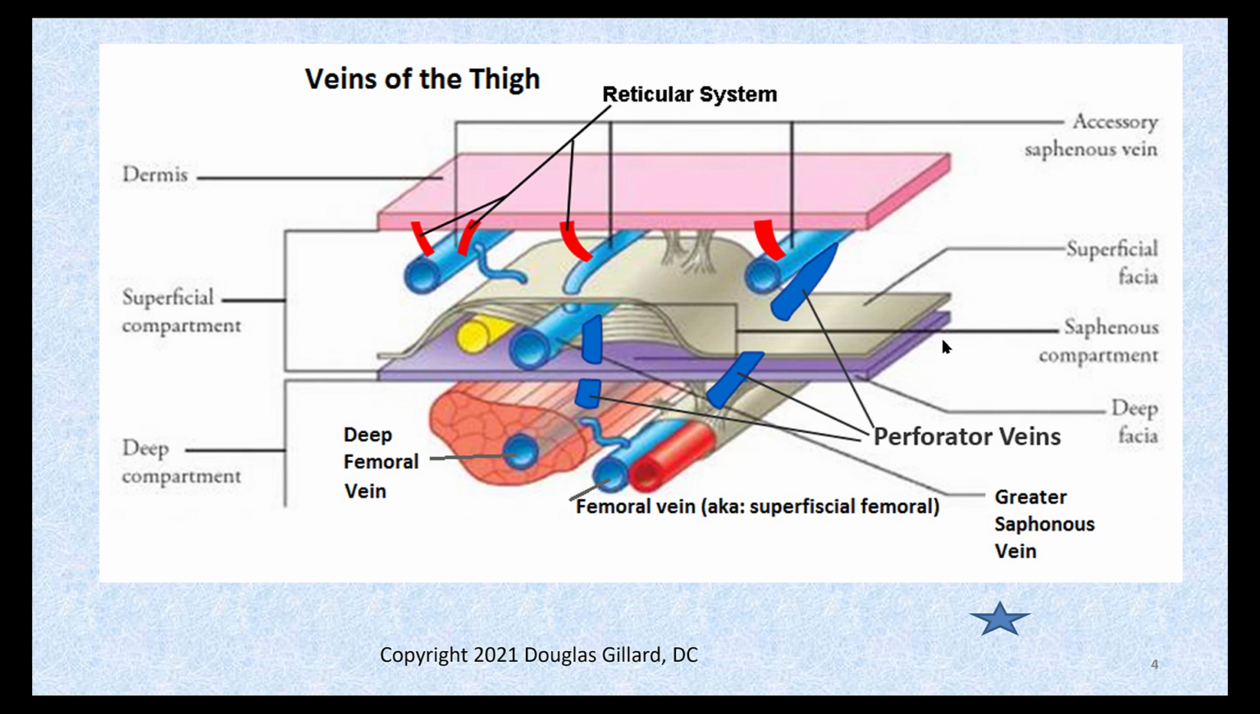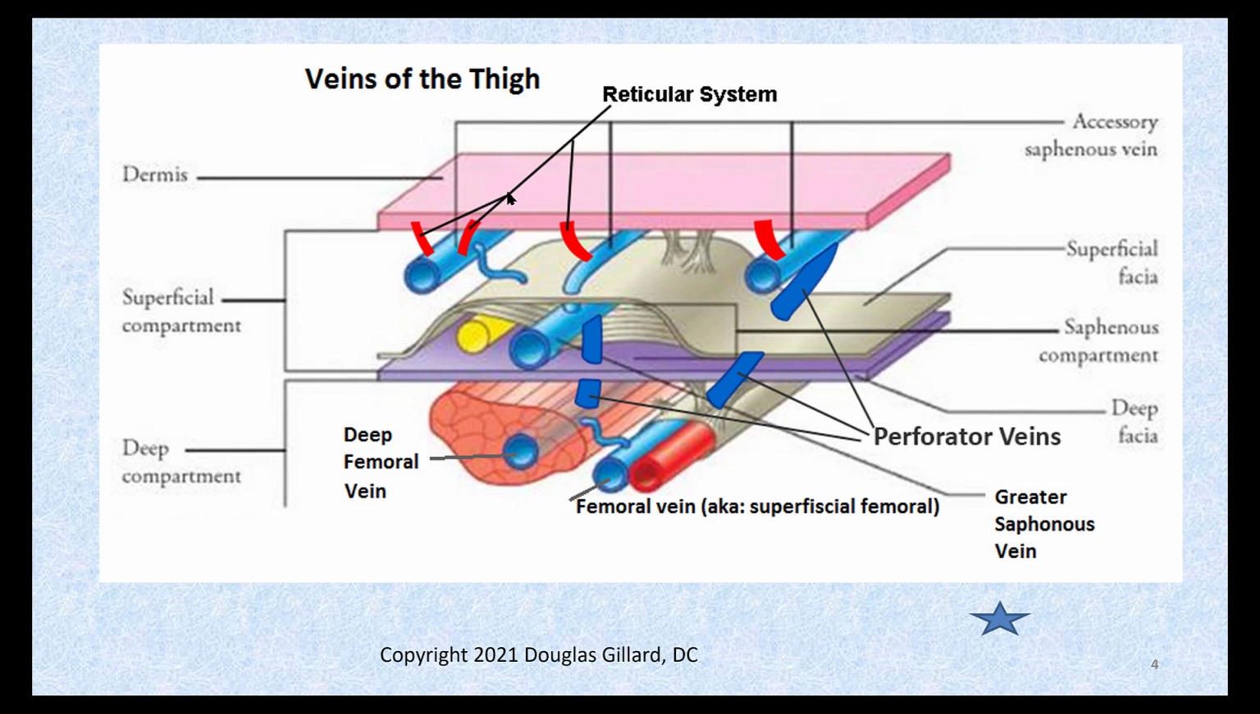Just to again review your physiology and anatomy, remember that most of the blood, 85%, maybe 90% of the blood leaves through the deep system. But most of the blood is generated in the superficial system and even the skin. So how does this work? How do you get blood into the deep system?